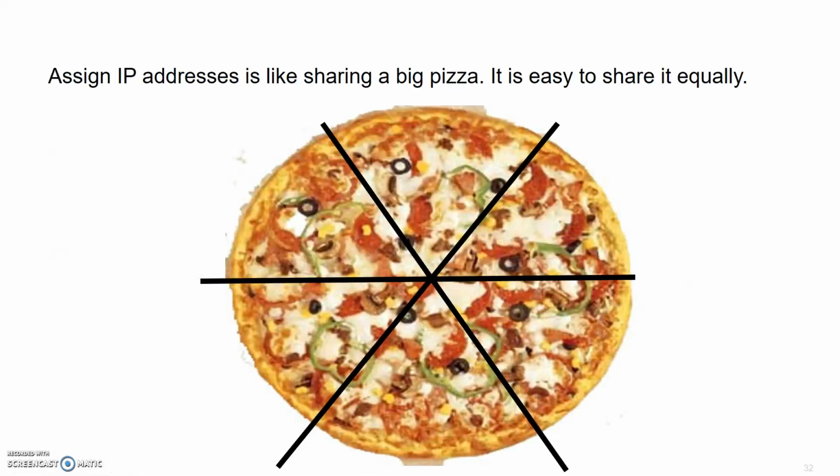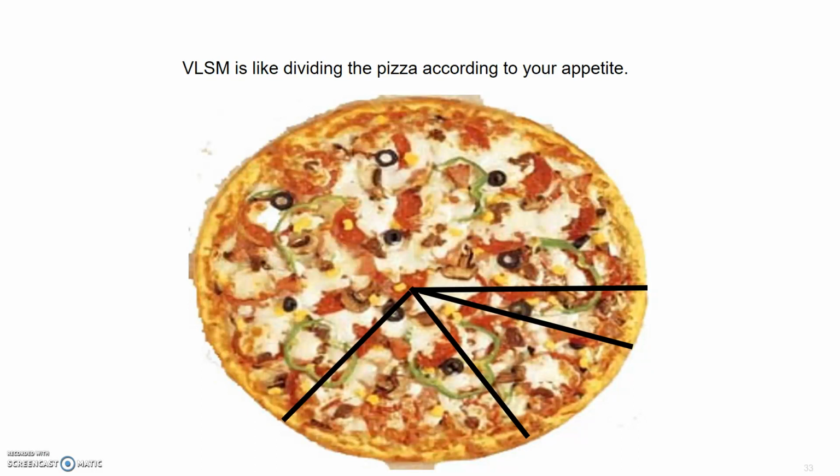So in short, assigning IP addresses is like sharing a big pizza. If you want to share it equally using a fixed subnet mask, it's very easy. But of course, different people have different appetites. Some people can eat more, some people eat less. And to minimize wastage, we should always try to use VLSM. VLSM is like dividing the pizza into different sizes, and each size is given to the user according to his or her appetite. So that's all for this chapter.